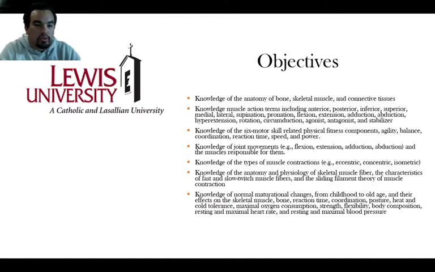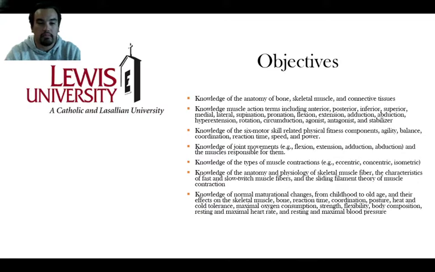We're going to go over and give you some knowledge on the muscle actions, terms including anterior, posterior, inferior, superior, medial, lateral, supination, pronation, flexion, extension, abduction, adduction, hyperextension, rotation, circumduction, agonist, antagonist, and stabilizer. Mostly during this, we'll be focusing on agonist and antagonist as it relates to muscle contractions.